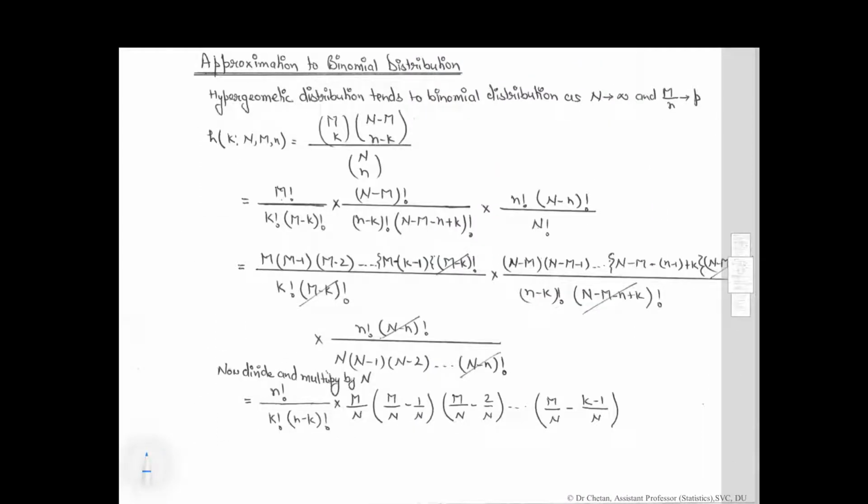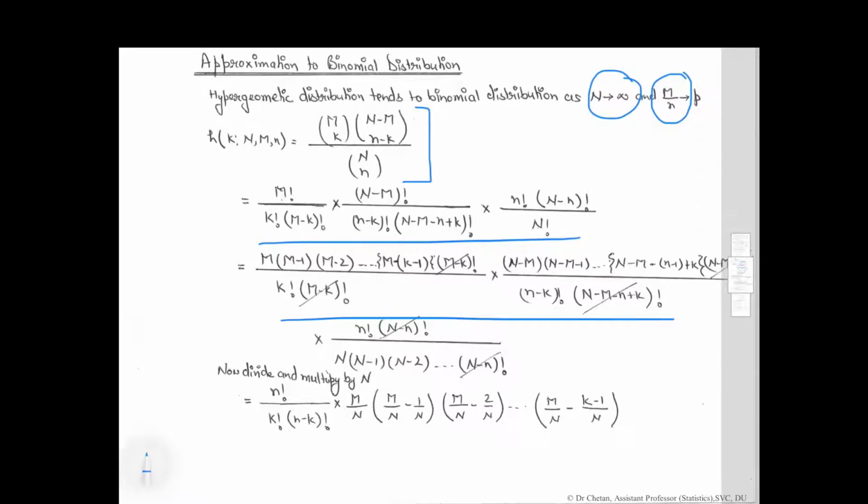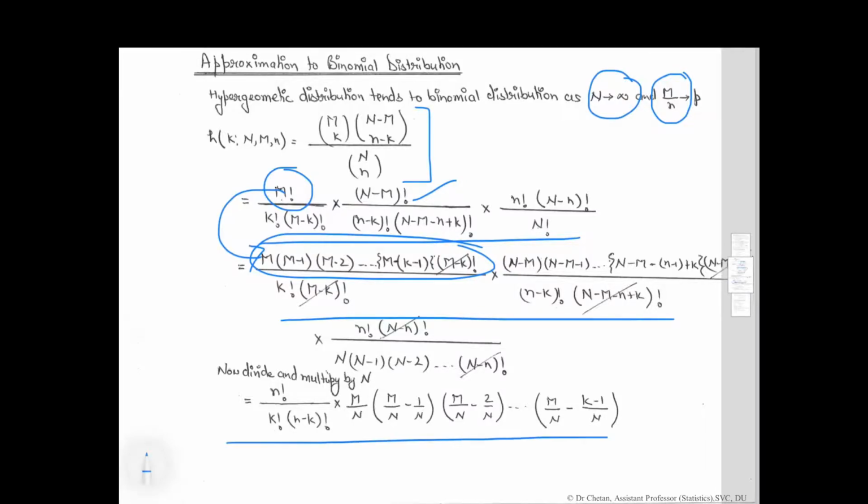Now, we will study the approximation to the binomial distribution. The hypergeometric distribution tends to the binomial distribution as the value of capital N tends to infinity and capital M by capital N tends to p. We know that the probability mass function of the hypergeometric distribution is given by this quantity. After opening, we can write like this or like this. We are just expanding the factorial terms, like M factorial can be written like this. Now cancel out the terms and divide and multiply by capital N. We will get this term.